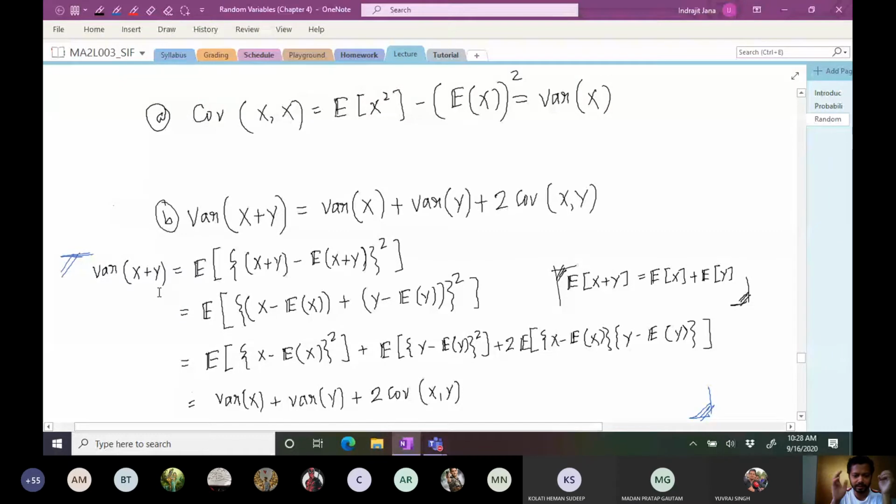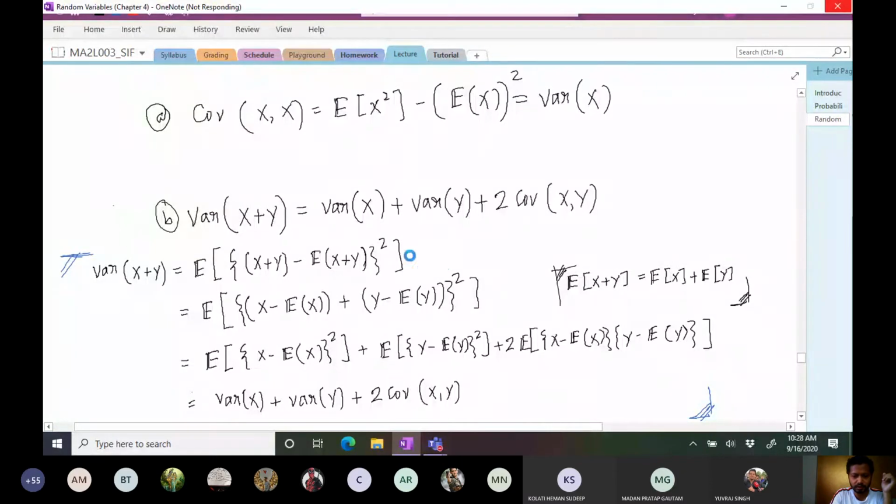So variance of x plus y by definition is going to be expectation of (x plus y minus expectation of x plus y) whole square. That is the original definition of variance. Now you can split this expectation of x plus y by expectation x plus expectation y, which is written on the right side note. So if you do that, here it becomes expectation of (x minus expectation x plus y minus expectation y) whole square.